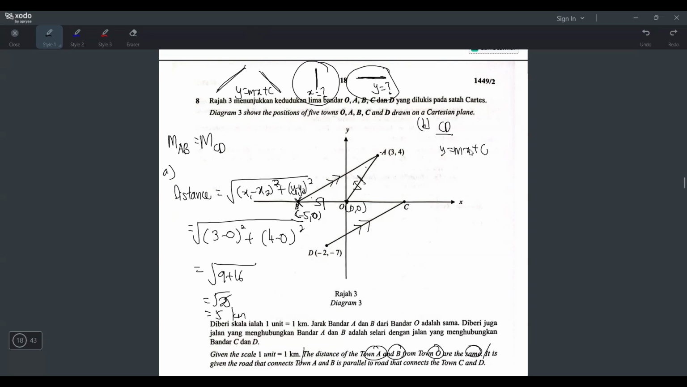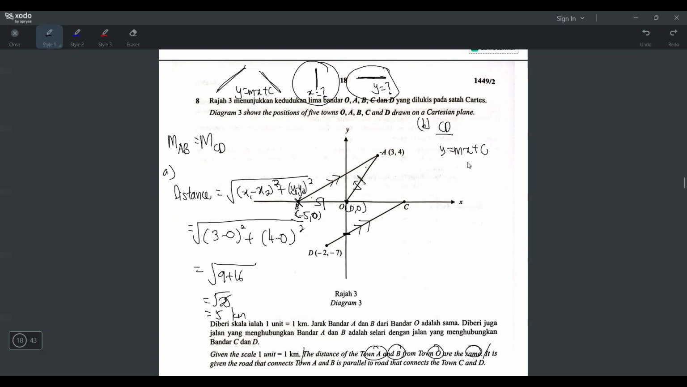But you cannot just stop here. You need to find the m and c. M is the gradient, C is the y-intercept, right? So can you tell me, did they give the gradient of CD? They didn't give. Did they give the y-intercept for CD? Also not given. Don't say negative 7. No. The y-intercept is here. This is the y-intercept. You can't take this. Point D is not the y-intercept. The y-intercept is here, and they never give it, by the way.